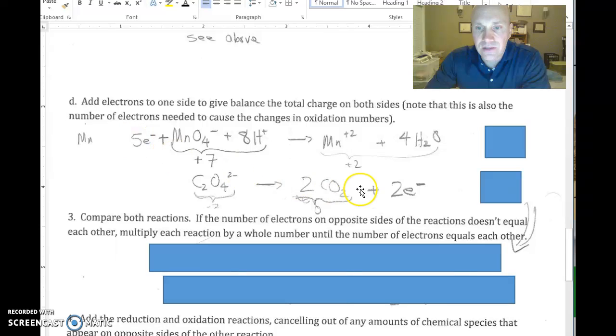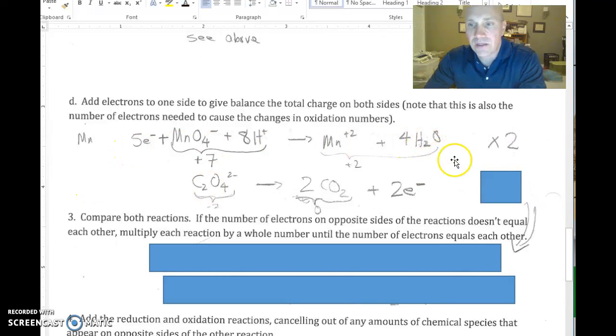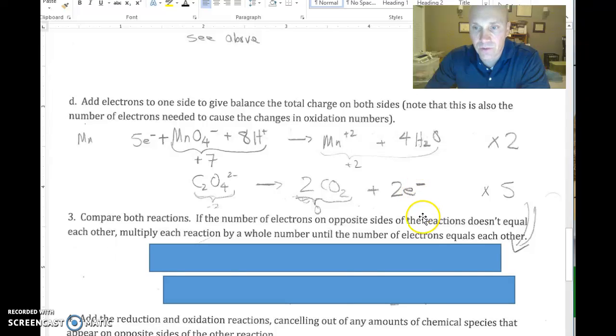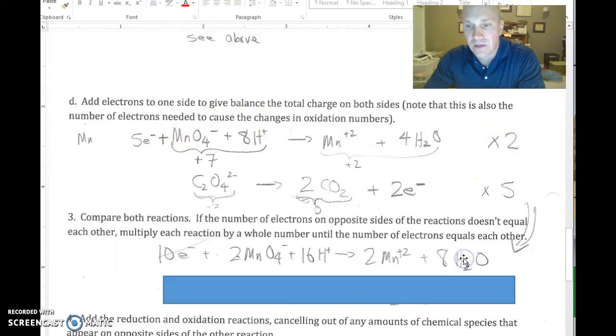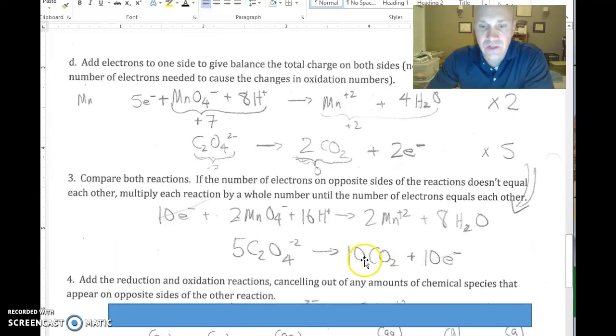Well, we want these things to be the same. So the way that we're going to do that is we need to multiply this and this by some coefficient so that they're going to equal each other. And hopefully you can see, if we multiplied the top one times 2, that would give us 10 total electrons. And if we multiply the bottom one by 5, that would give us 10 total electrons. So the thing is, we got to multiply the entire reaction by that coefficient in both cases. So if we do that here, we will get this reaction, and multiplying this guy right here by 5, we would get this reaction right here.